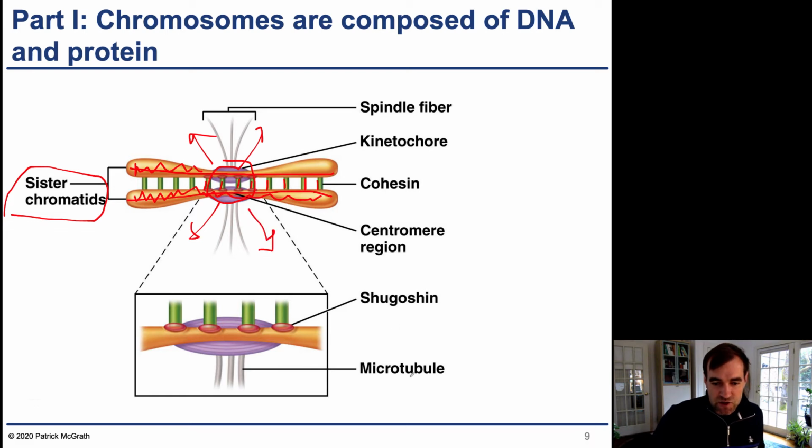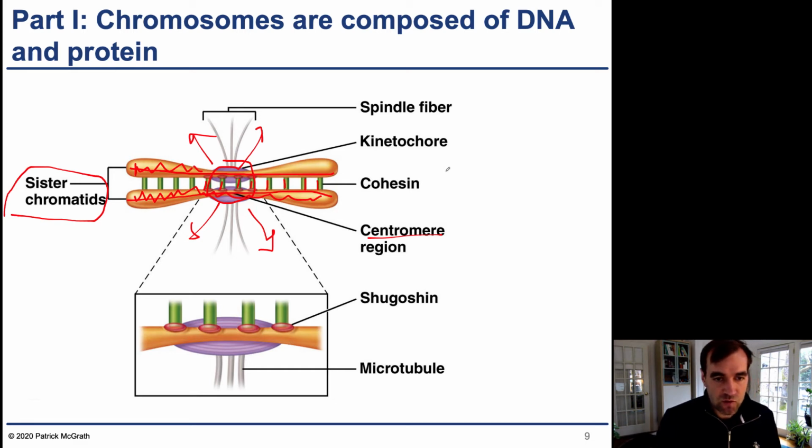And then there's also an important protein, shugoshin. I don't actually know how to say that. You won't be expected to know that. But that is actually an important protein that's degraded, which allows for separation to occur. So the centromere, that's an important term. Centromere is the region where the kinetochore forms, and this is important for dividing chromosomes.